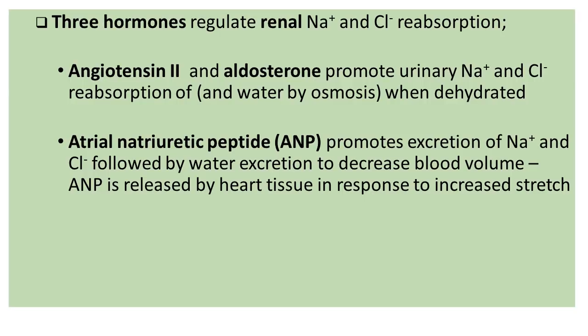We have three hormones in the body that help regulate renal, or kidney, sodium and chloride reabsorption. Angiotensin 2 and aldosterone promote the kidneys to reabsorb sodium and chloride out of the urine filtrate and back into the blood. When we move sodium and chloride out of the urine filtrate back into the blood, water will follow by osmosis, and this is a mechanism that occurs when we're becoming dehydrated.